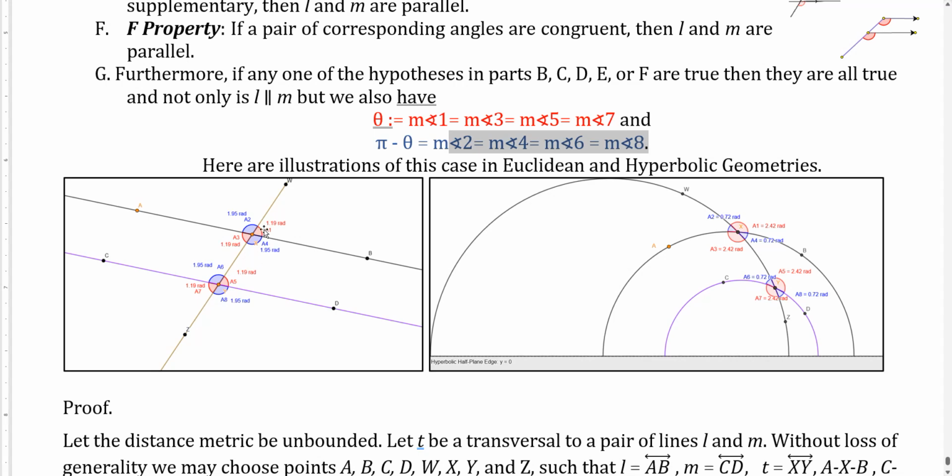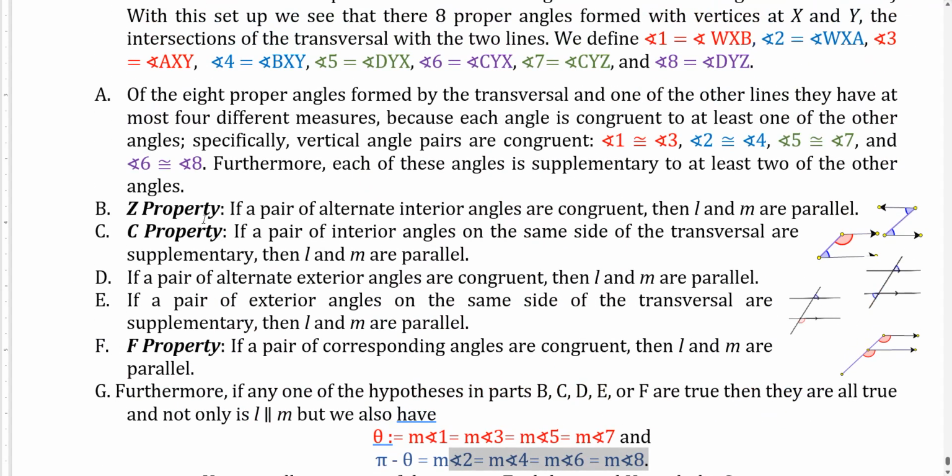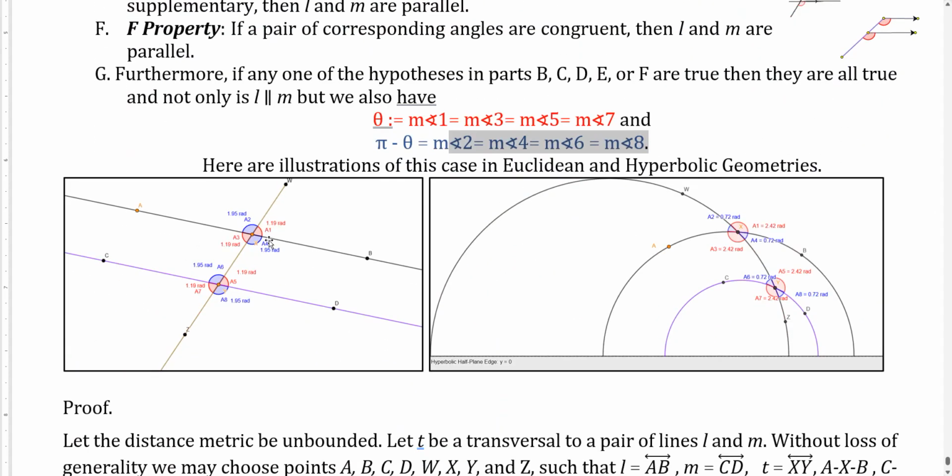So that's the hypothesis Z. What about the hypothesis of C? If you know that, say, A4 and A5, that's like there's your C. If they're congruent, no, not congruent, those are supplementary. So if those are supplementary, then remember A3 is also supplementary to this, right? And that's going to make A3 and A5 congruent. Now this is the Z property. Now we've got all of our congruent pairs. So we've got our two sizes of angles.